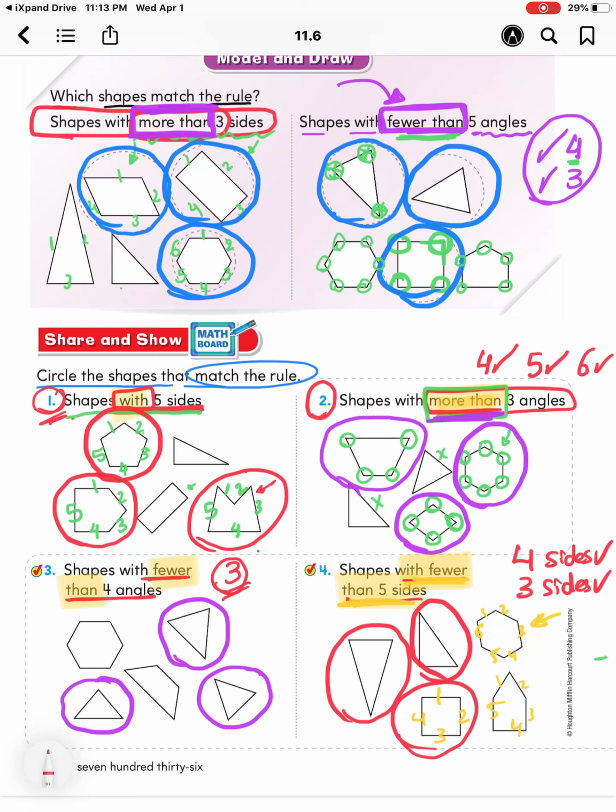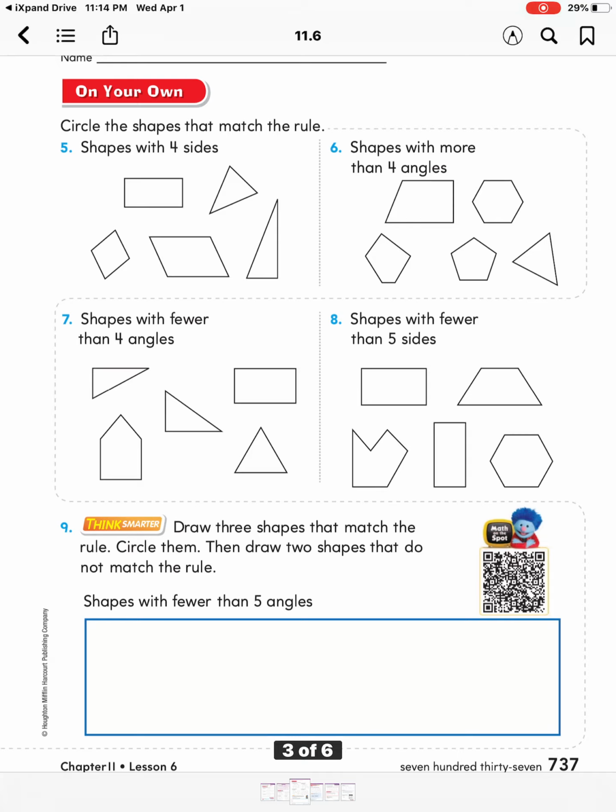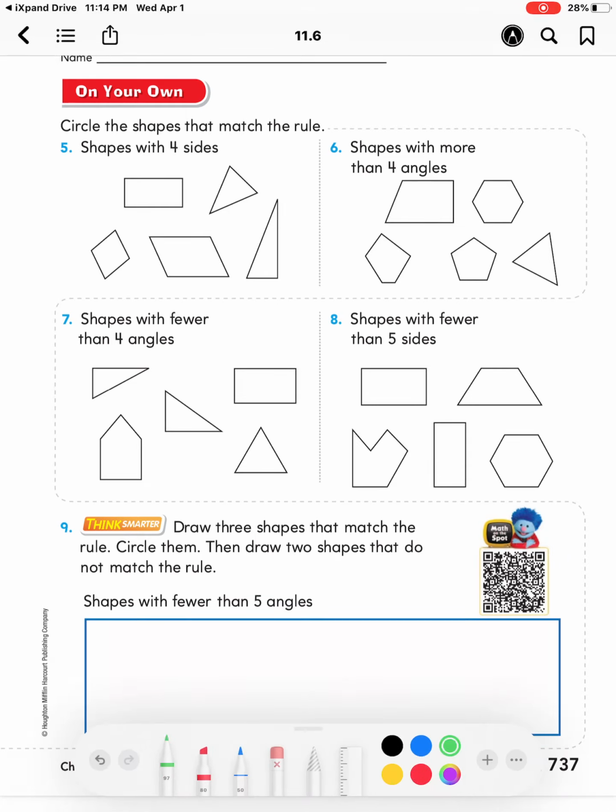Okay? Now, let's move to the next page, page 737. Now, I want you to do the following questions on your own and check the answers in the answer key. I want you to do this and this one. So you should do those 2 questions and check the answers in the answer key.